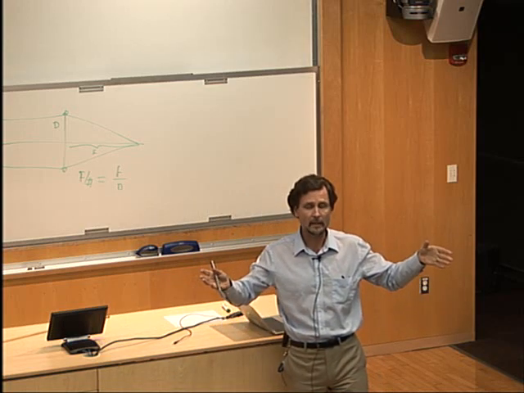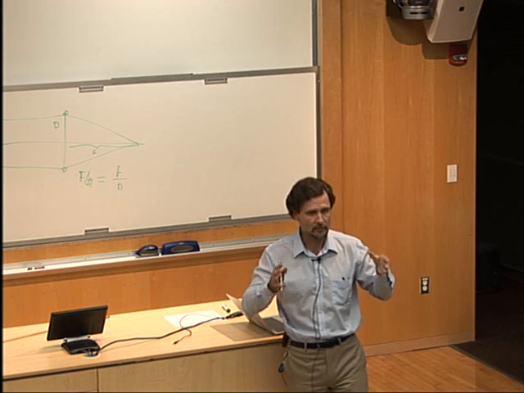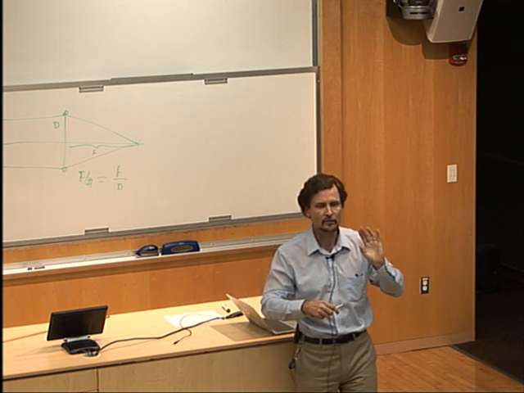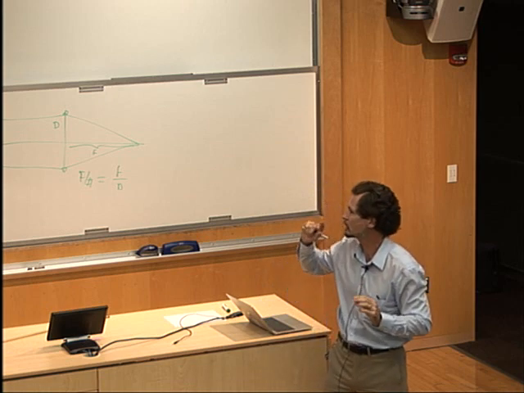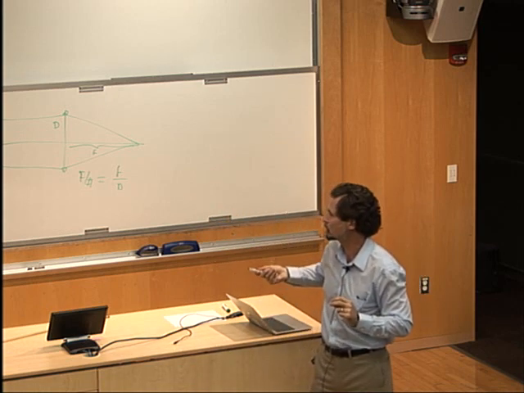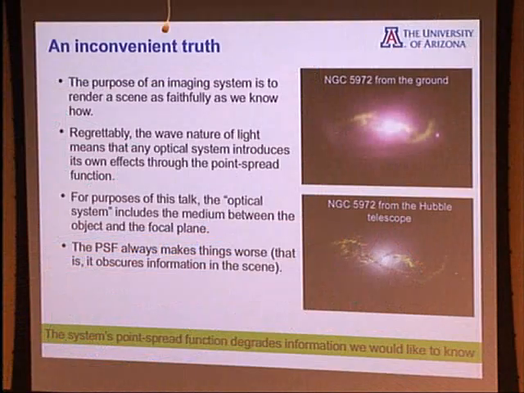Two reasons for building big telescopes. One is obviously a big light bucket. The other is resolution. The big light bucket, okay, you get that. But with resolution, you suffer because of this atmospheric effect. So how can we get around it? The PSF, the point spread function, always makes things worse. This is the second law of thermodynamics. In fact, if you follow it through, it always degrades the information that you would like to know.